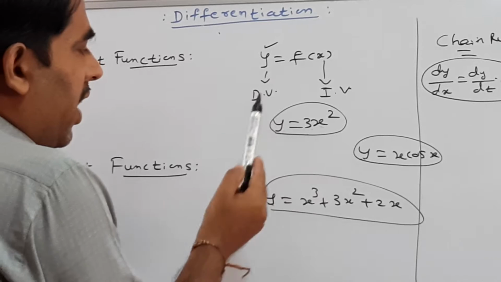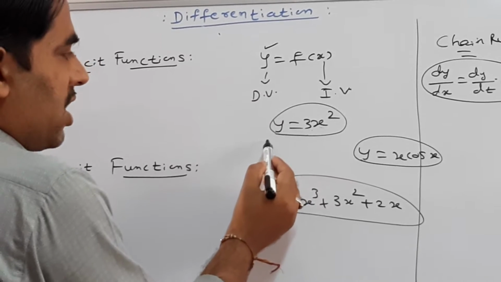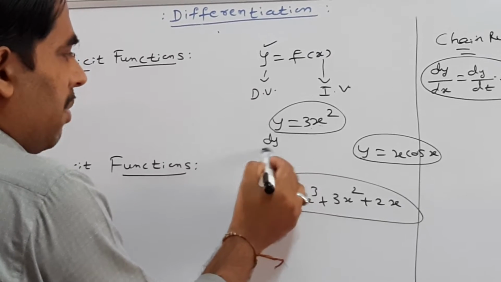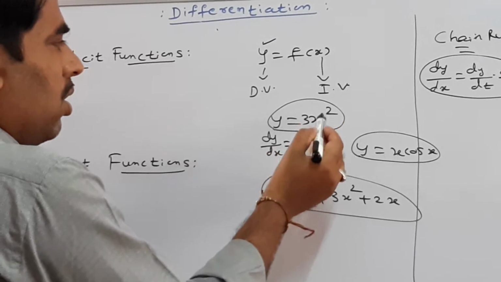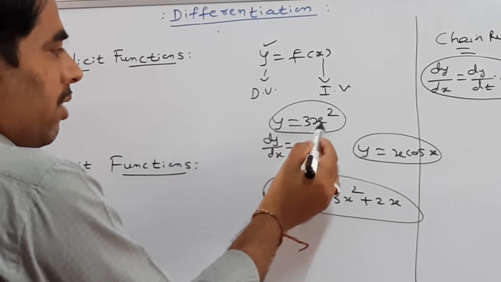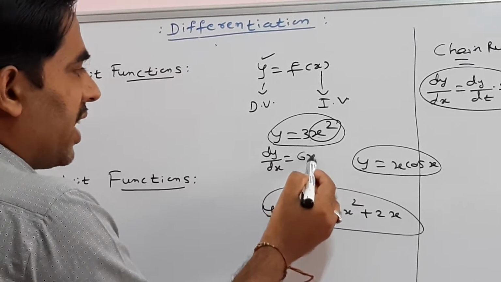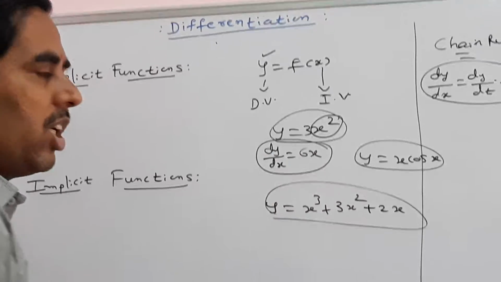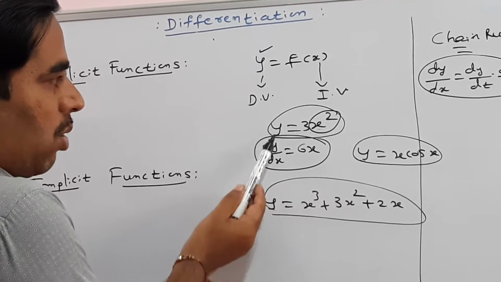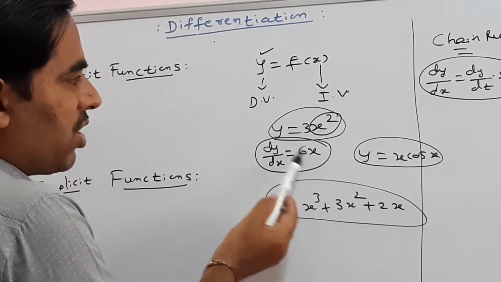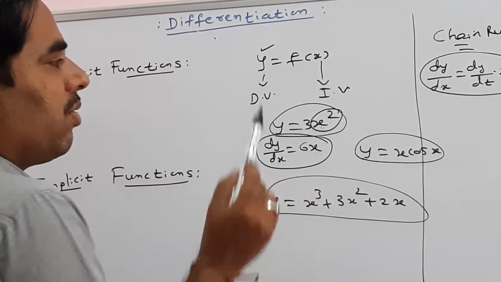If I differentiate this, I will get dy by dx is equal to, the derivative of x square is what? 2x. So 3 into 2x, I will get what? 6x. In one step I got the derivative here. So dy by dx is equal to 6x. So 6x is the derivative of 3x square.